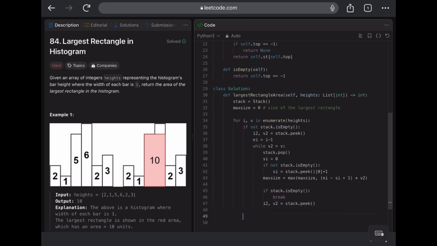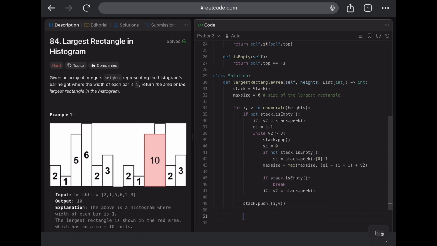Okay, now that that is done and we are through the stack, we have to push our new array element into the stack as well. It's going to be stack.push. We're going to push a tuple here. Okay, now we have traversed the entire array. But remember that there might still be certain elements in the stack. It might not be empty. So we have to calculate the areas for those values as well.